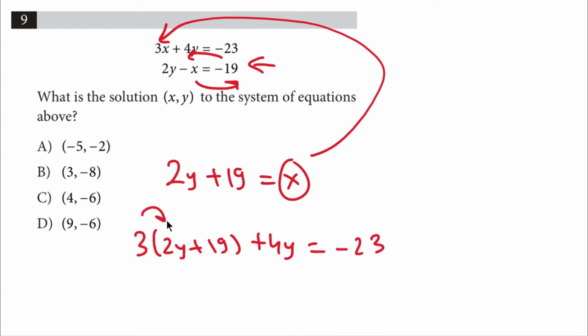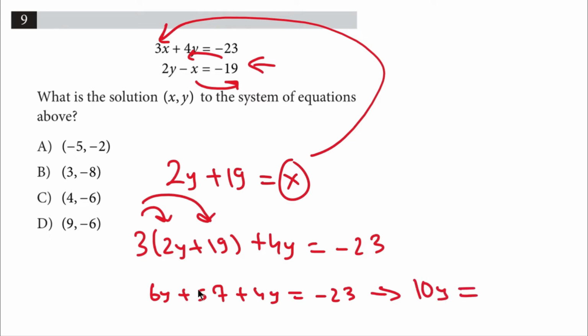Now let me spread this 3 inside the parentheses. 6y plus 57 plus 4y is equal to negative 23. And let me simplify everything further. 6y plus 4y gives you 10y, and 10y is equal to negative 23 minus 57, which gives you negative 80. Now you can simplify everything by dividing both sides by 10. So let's divide both sides by 10. y is equal to negative 80 divided by 10, which is negative 8.